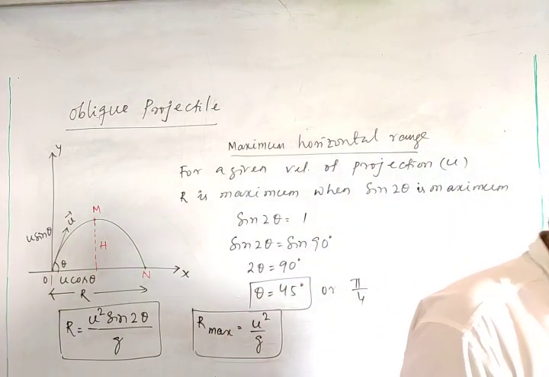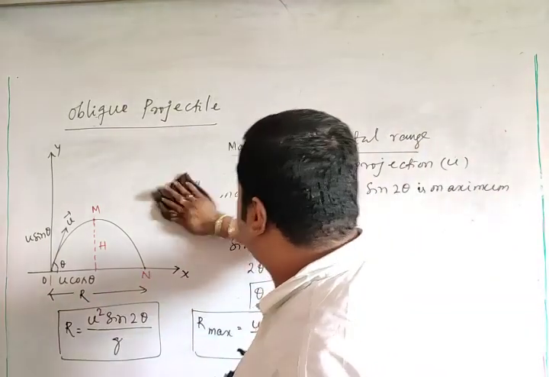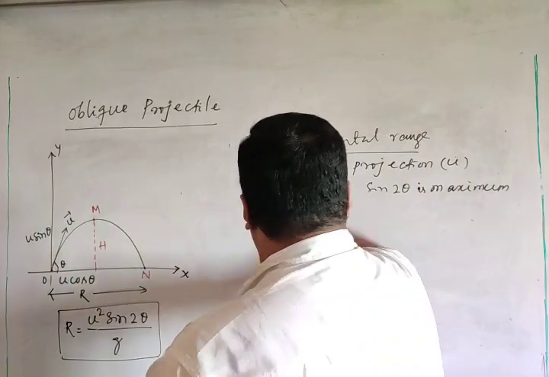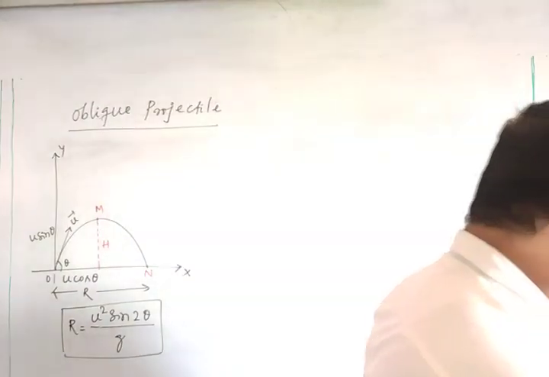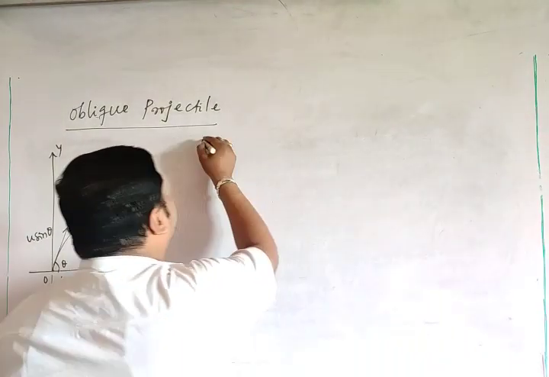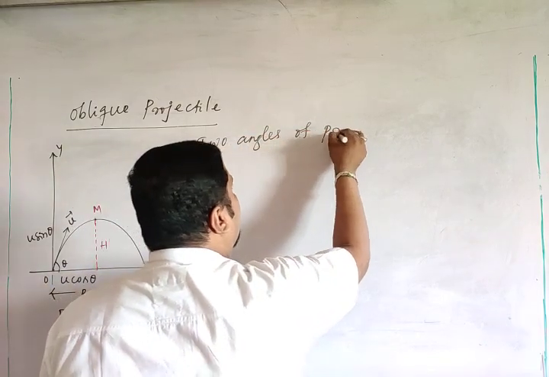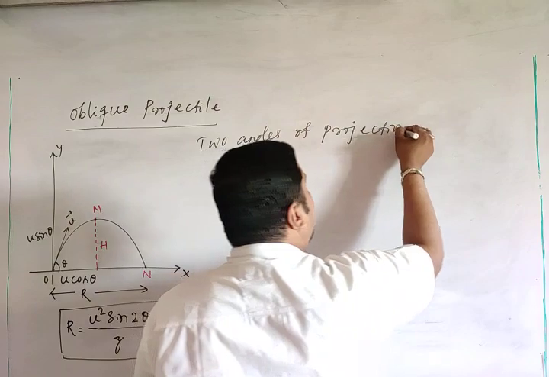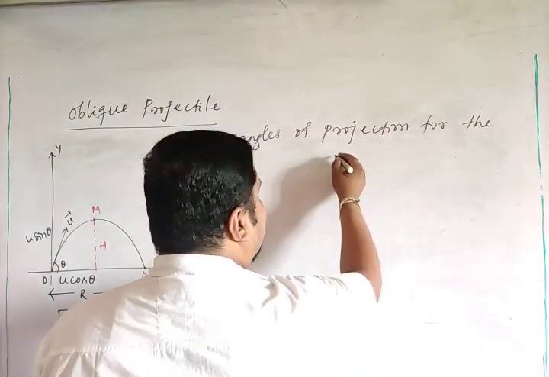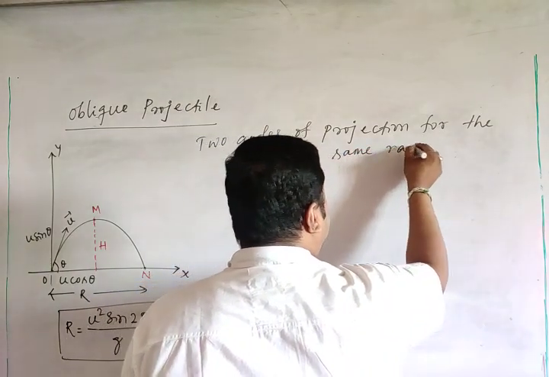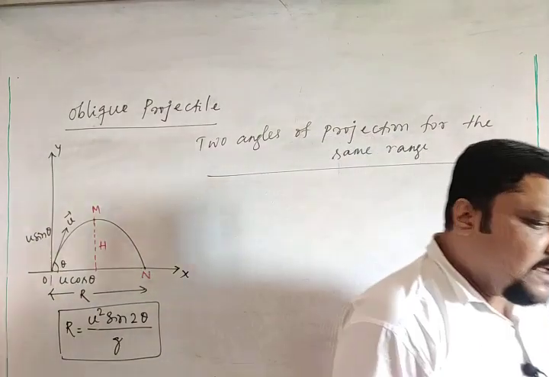Next, two angles of projection for the same range. Now we will find another important thing: two angles of projection for the same range. It means what? Two angles of projection for the same range.